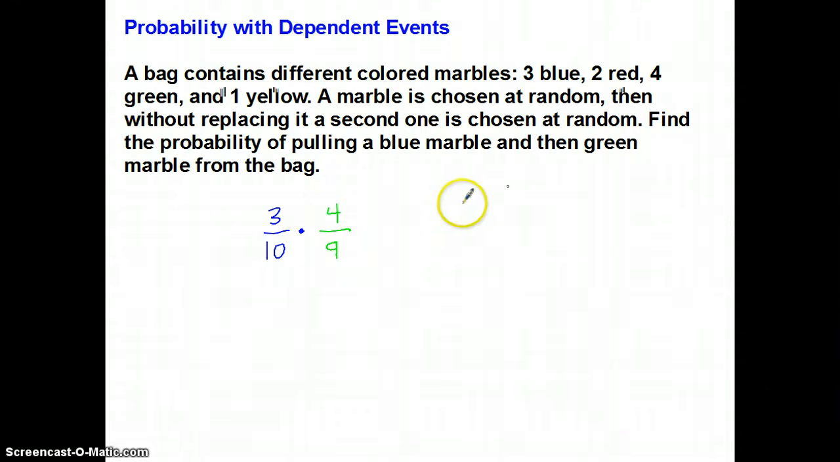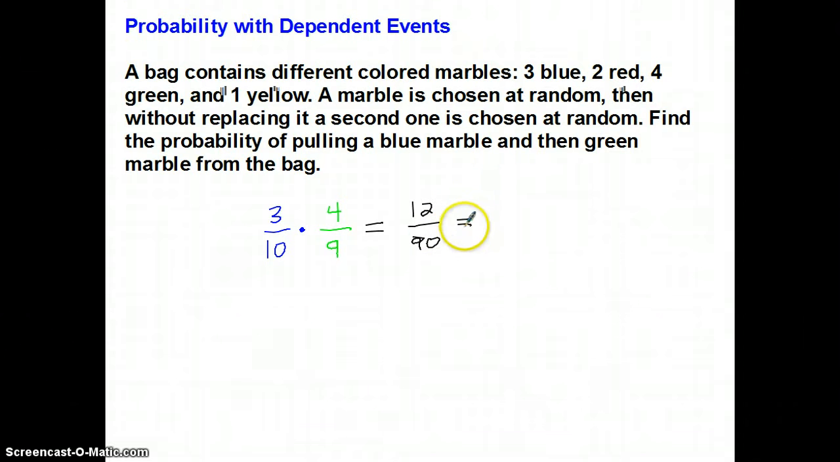And if we multiply these two probabilities together, then we have a 12 out of 90 chance there. And 12 out of 90 will reduce to 6 out of 45. And, oh, we could reduce that more, right? So we have a 2 out of 15 chance there.